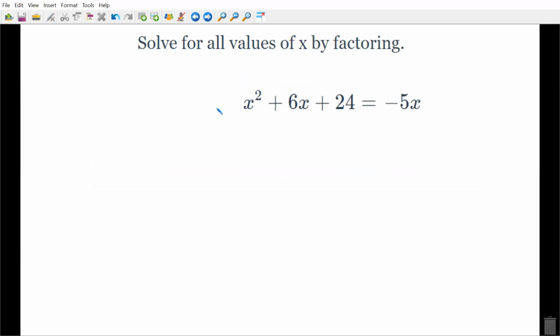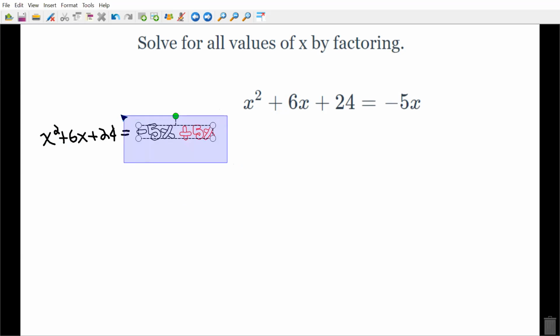Now solve for all values of x by factoring. Guys, this was the third set of exercises that were assigned in Delta Math. And basically, it's doing the same thing we did before. You have an x squared plus 6x plus 24 equals negative 5x. So what you want to do is cancel this minus 5x, and the only way you can do it is by adding 5x on this side. But as we mentioned before, what you do on one side, you have to do it on the other to maintain the balance. So you're going to be adding 5x on this side, right?